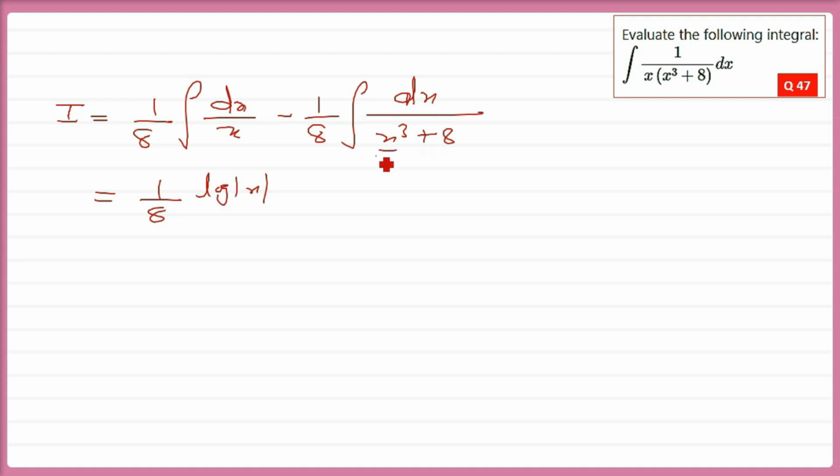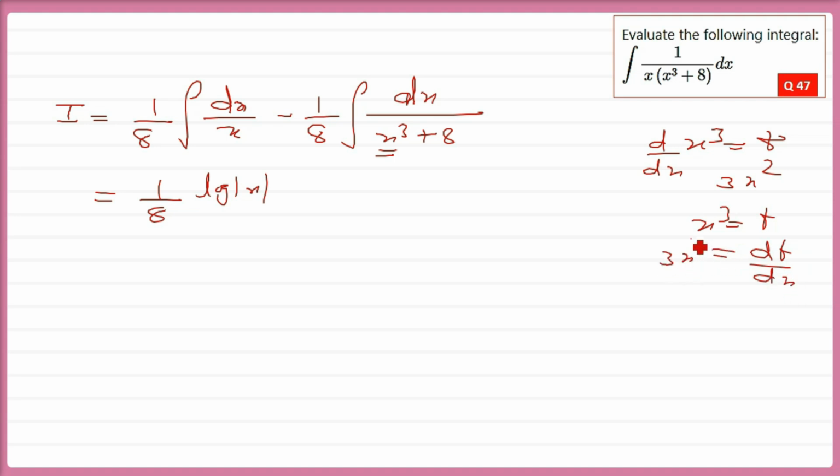Now x cube plus 8, we have to concentrate on x cube. See, 8 can also be written as 2 cube, but d by dx of x cube is what? It's 3x square. So if you take x cube as t, dt by dx will be equal to 3x square. So you need a 3x square actually. 3x square dx will be dt. So if you want a 3 here, 3x square, this is dt. If you assume x cube to be t, this will come. You can write this dt.